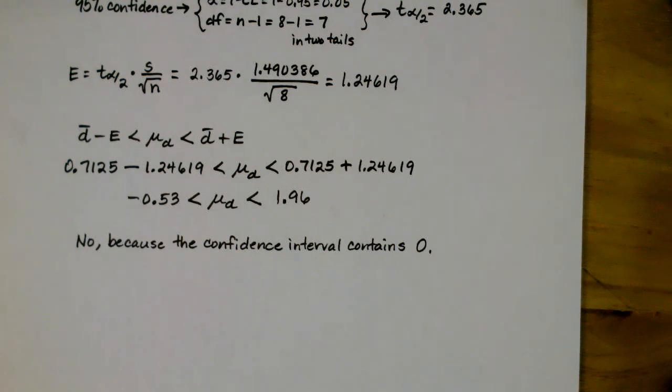All right, so this concludes this video in section 9.3 dealing with two dependent samples, finding the confidence interval, and conducting the hypothesis testing with matched pairs.